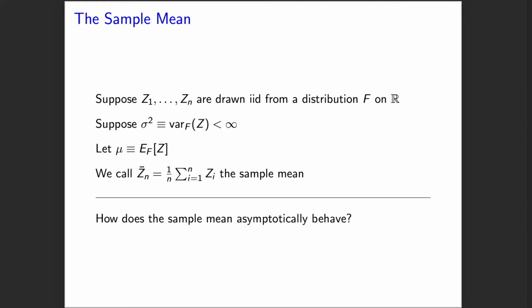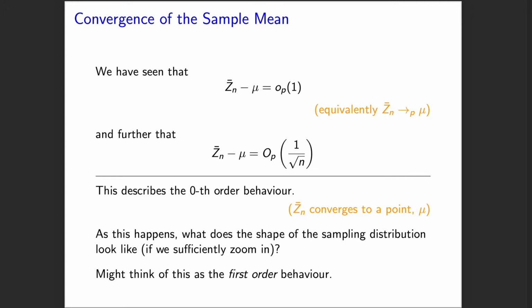So we now ask ourselves the question, how does the sample mean behave asymptotically? What happens as the number of samples gets large? Well, we've already seen some results on the behavior of the sample mean as n gets large. We first note that the sample mean converges to the population mean in probability. We can write this as Z bar n minus mu is little o_p(1) using Landau notation, or we could write Z bar n converges in probability to mu.